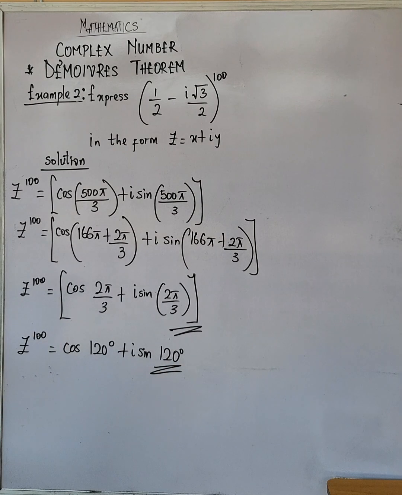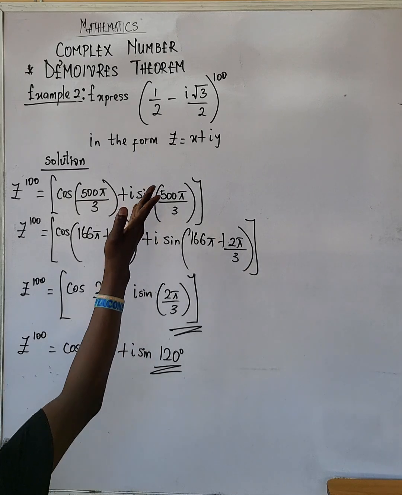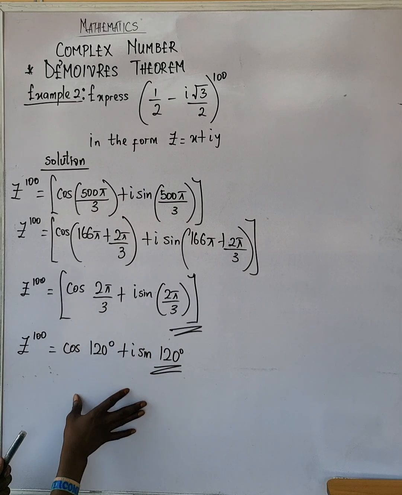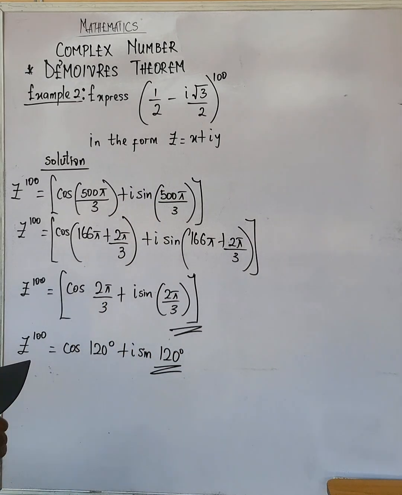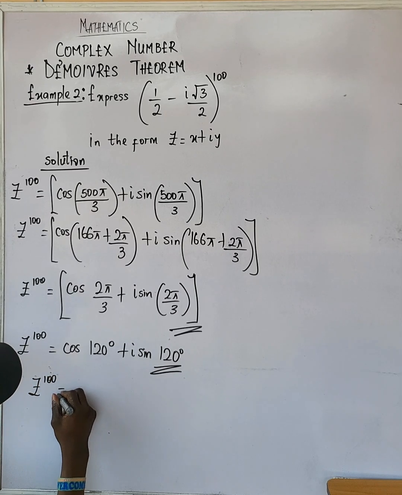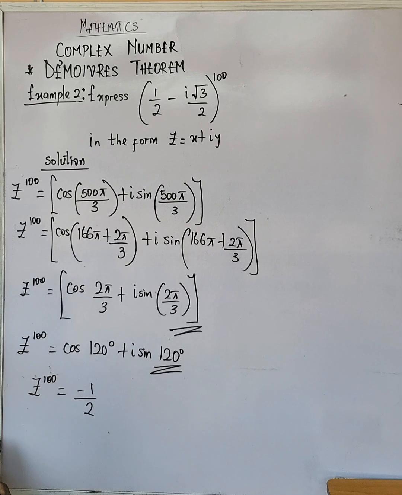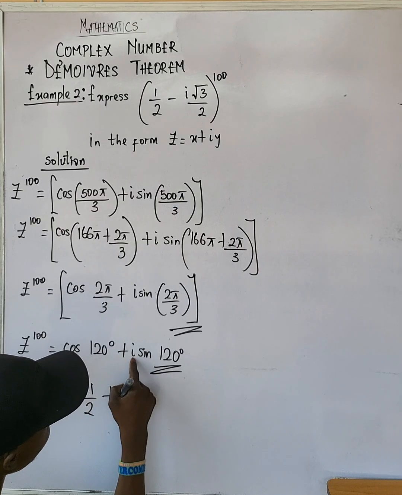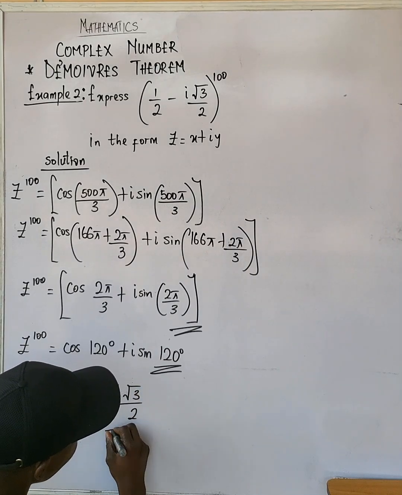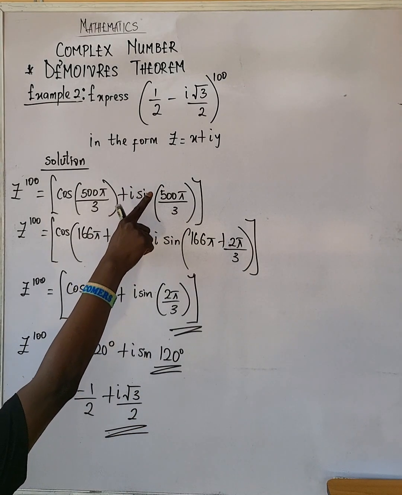Or better still, you can put it in form of what? They say we should put it in the form of a complex number, x plus iy, meaning Cartesian form. Now, cos 120 will give us what? You press cos 120. That will give us minus 1 over 2. So z to the power of 100 equals minus 1 over 2. Then press sine 120. That's root 3 over 2. Plus, don't forget it has i. That's i square root of 3 over 2. So this is the final answer, because they said we should put it in the form of x plus iy.